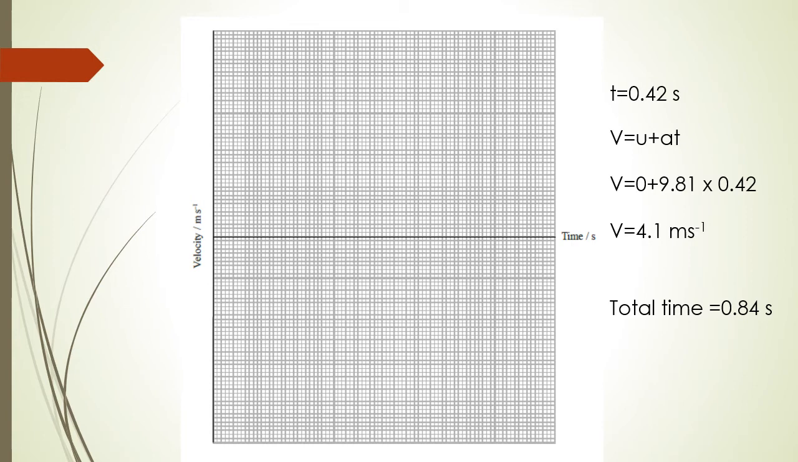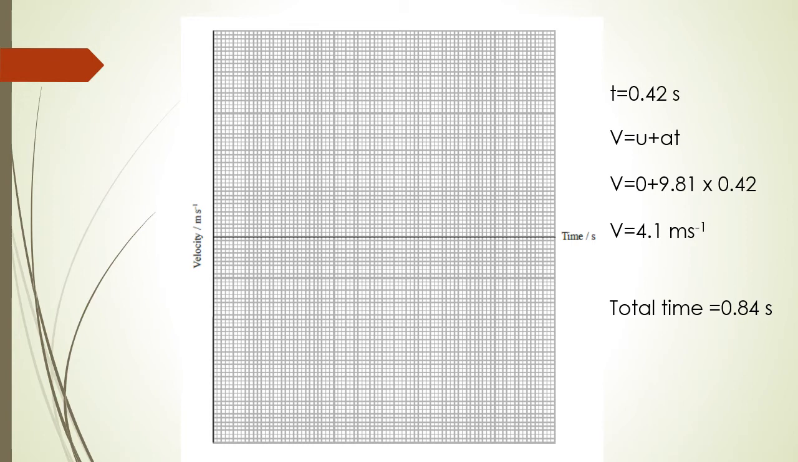We need maximum velocity. Here the ball is dropping from a certain height and it reaches the ground. We have initial velocity, that is 0 meter per second. Final velocity, when it hits the ground, we have to find. So in order to find final velocity, we can use the equation V = U + AT. In this equation, U is equal to 0, A is 9.81 and T is 0.42. When we do the calculation, we will get the maximum velocity, or highest velocity, is 4.1 meter per second.